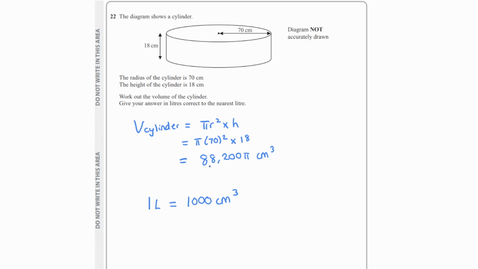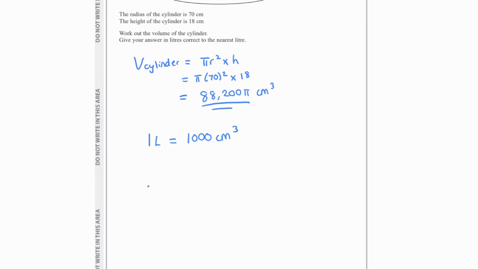So what we want to do is divide our number by 1000 to work out how many liters there are in it. So we'll say that the volume of the cylinder, in liters, is our answer in centimeters cubed, 88,200 pi. Really important that we include that pi because that is actually multiplying 88,200 by 3-ish. So we do need to include that, of course, and then divide that by 1000. This is going to turn it into liters.